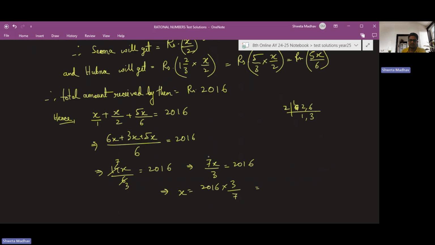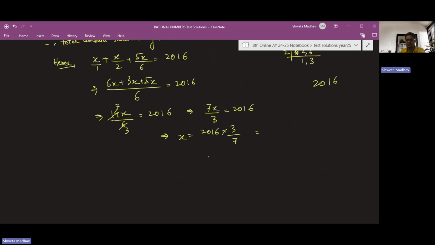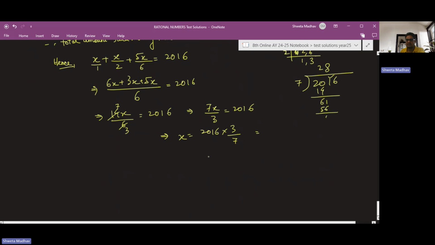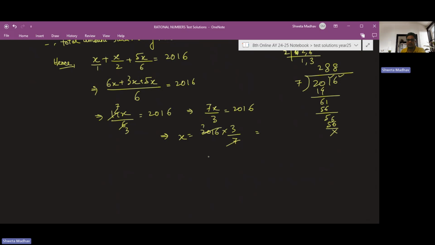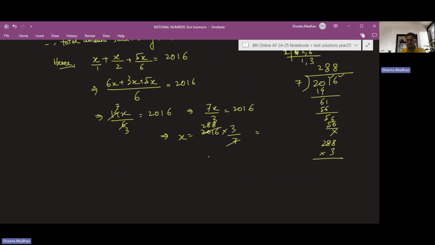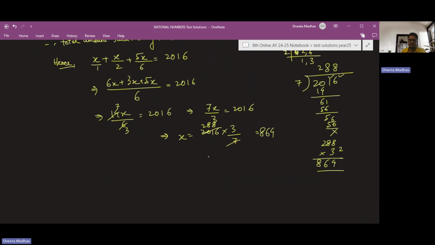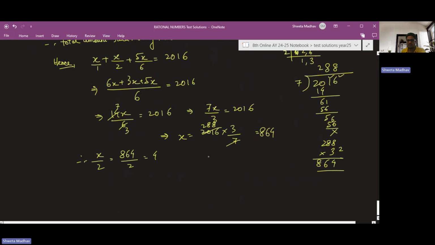So 2016 is divisible by 7. Since 7 2s are 14, 7 8s are 56, and again 7 8s are 56, so this will be equal to 288. So 288 into 3: 3 8s are 24, 3 8s are 24 plus 2 is 26, 3 2s are 6 plus 2 is 8, so 864. So X is 864. Therefore X by 2 will be 864 divided by 2, that is 432.